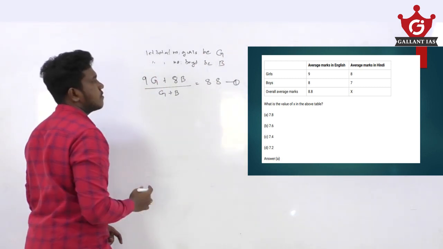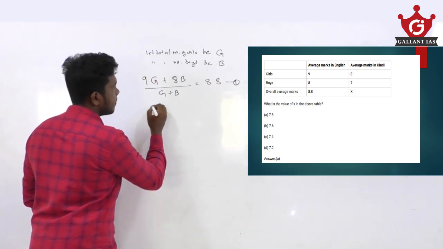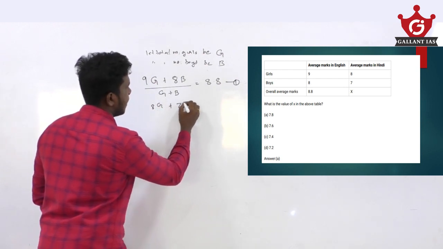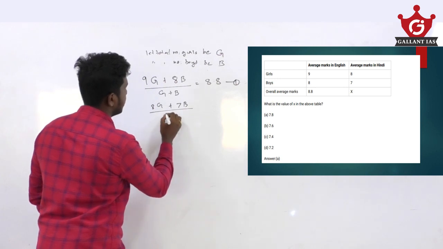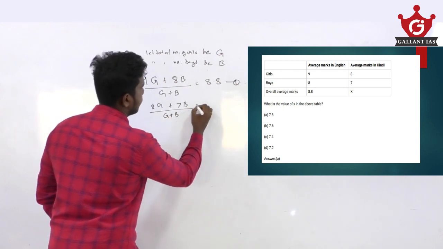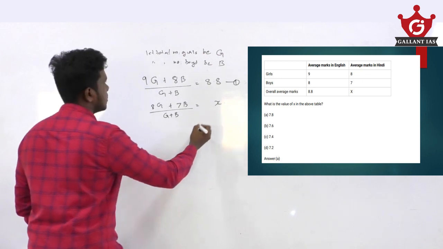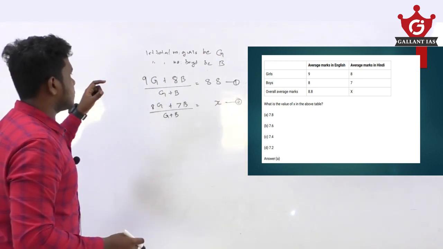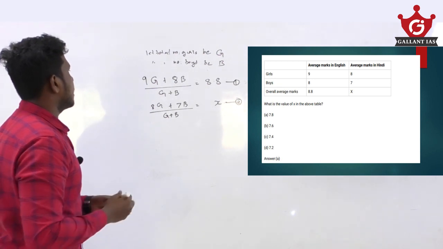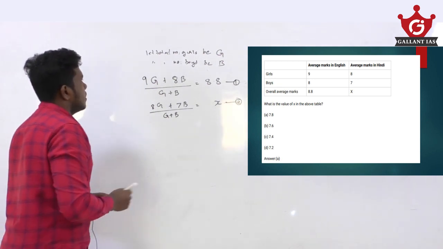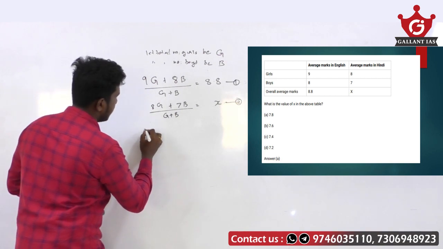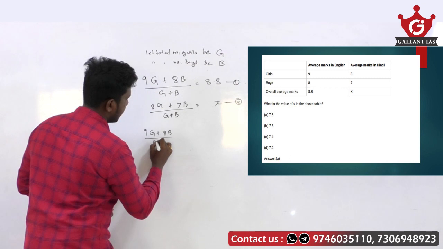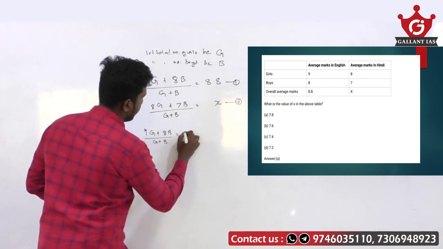Similarly, write the next equation. Average mark of Hindi: 8G plus 7B, the whole divided by G plus B, is equal to X. We need to find the value of X. Let it be equation 2. Now consider the first equation: 9G plus 8B, the whole divided by G plus B, is equal to 8.8.